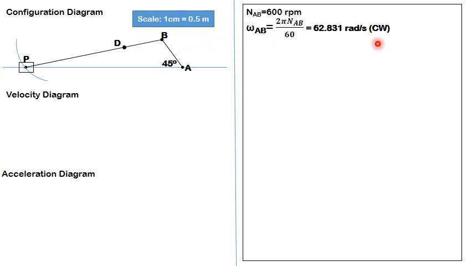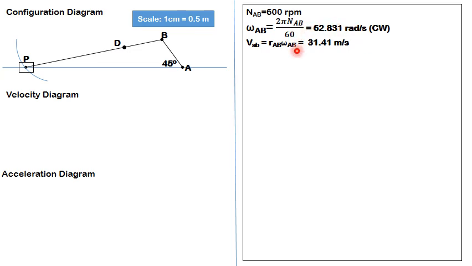So I got the angular velocity. The next thing I do is calculate the tangential velocity of point B with respect to link AB, which is given as VAB equal to the length of link AB multiplied by the angular velocity of link AB, which we already calculated. That comes as 31.41 meter per second. Well, this is the starting point to draw the velocity diagram.